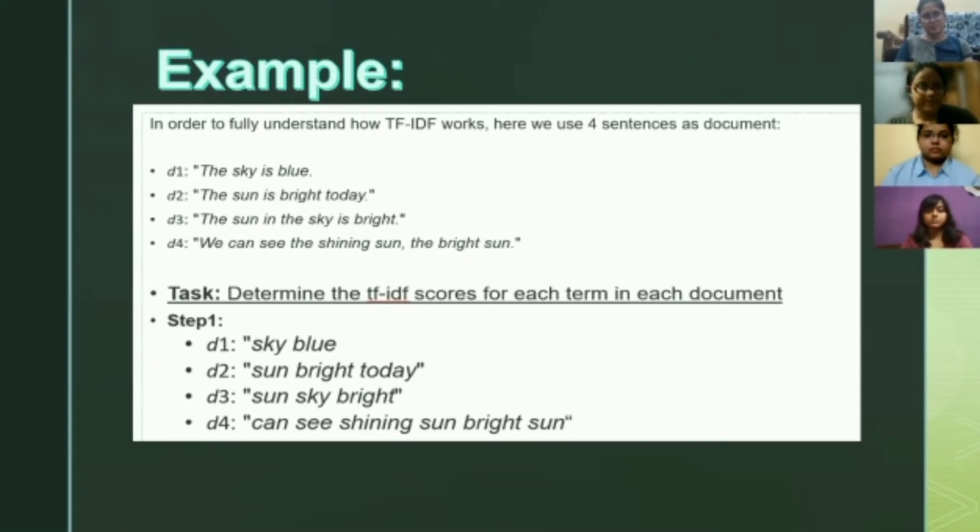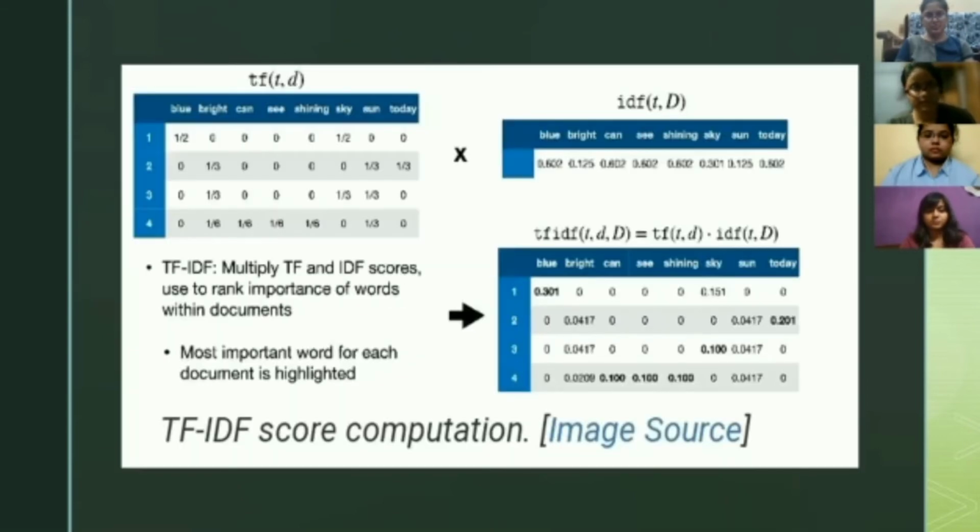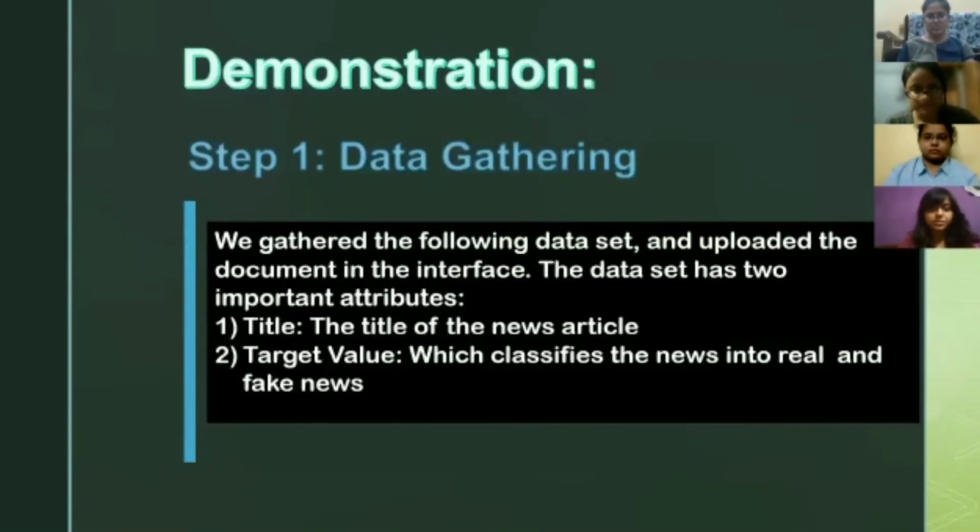Here, we took 4 documents as example to determine the TF-IDF score for each term in each document. We have to follow 4 steps to obtain the final result. 1. Filter out the stop words to compute TF. 3. Compute IDF score. And 4. Multiply the TF and IDF score to obtain the final score. Here we can see we highlighted the most important words like blue, bright, see, today. Now we will see how we demonstrated our project.